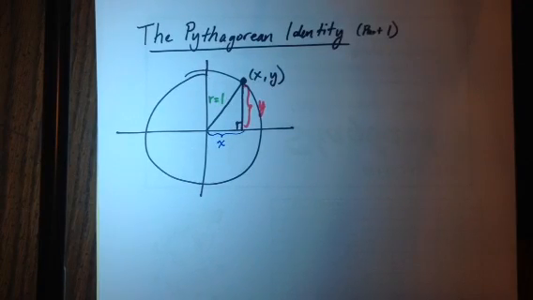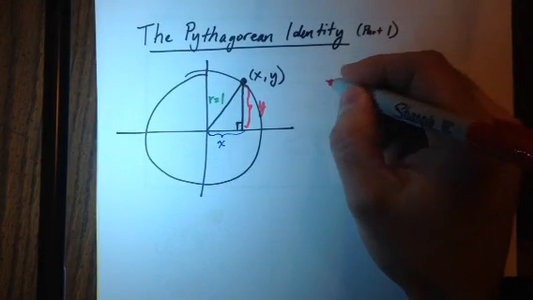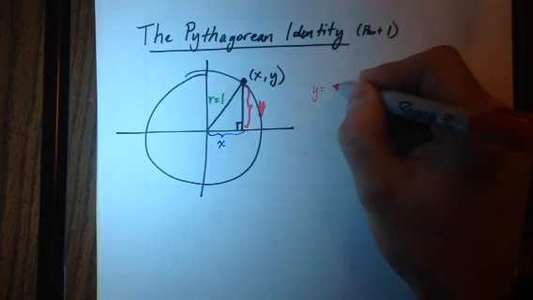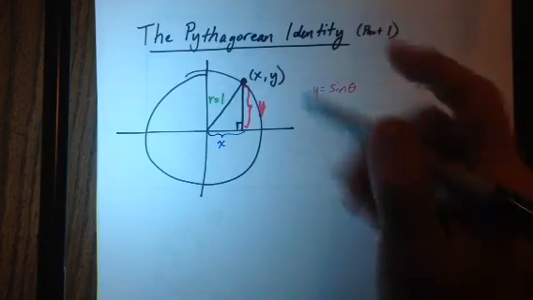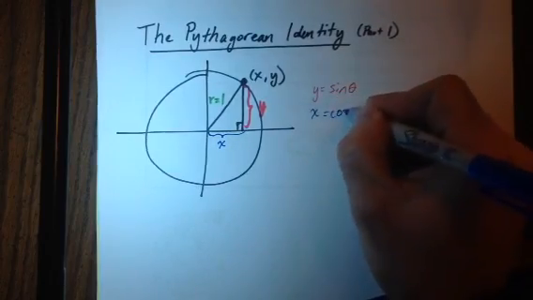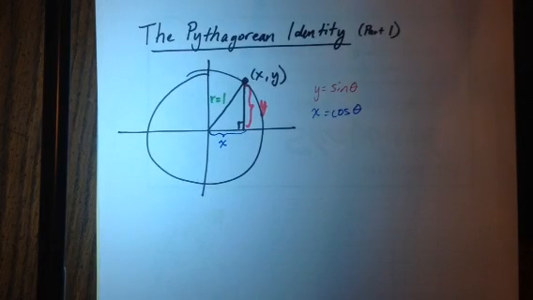Alright, this looks familiar, right? We talked about this in the last video, and we said that y can be thought of as sine theta, and x can be thought of as cosine theta. If that's the case, there's a relationship that's always true regardless of what theta is.